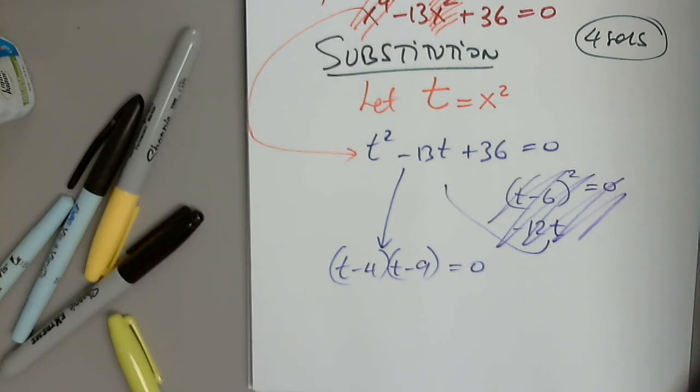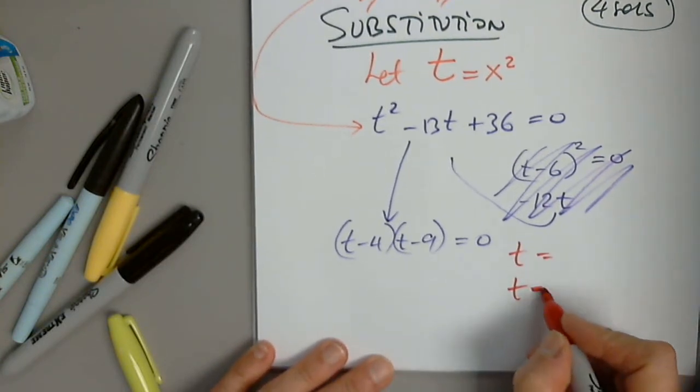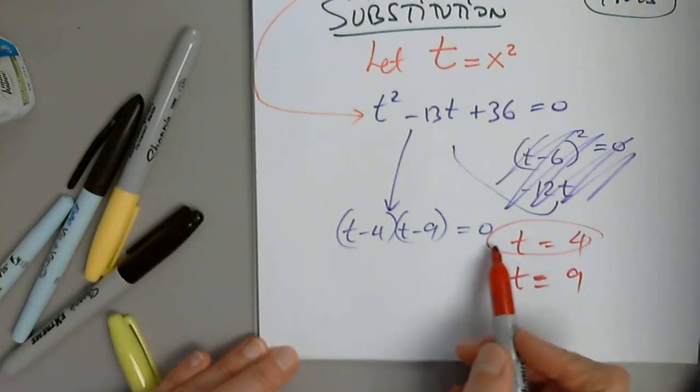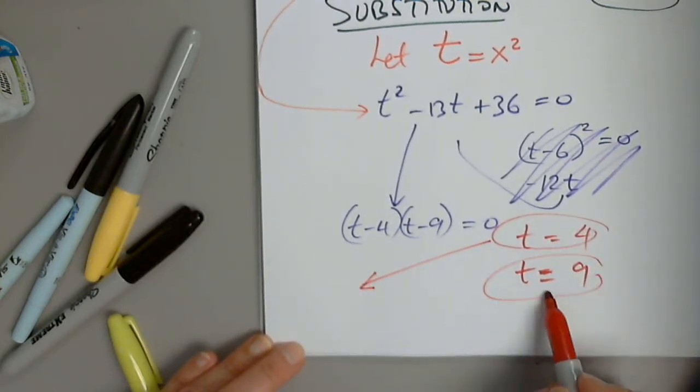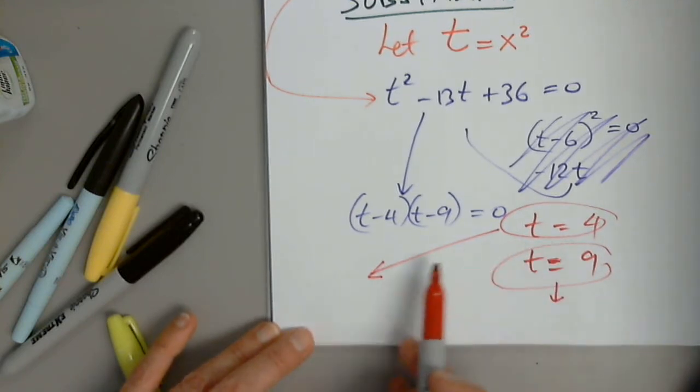Do you all agree with t minus 4, t minus 9? The product is positive 36. The sum is negative 13. Good. So now please give me two solutions in t. I want t and t. Very good. But this creates a new equation. Can you please give me the new equation that is this?